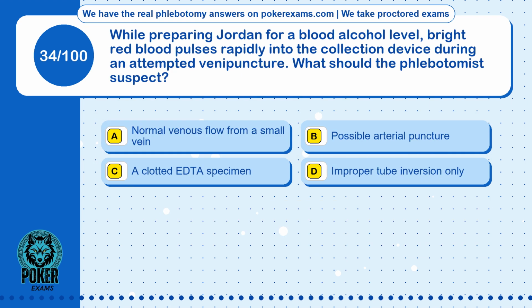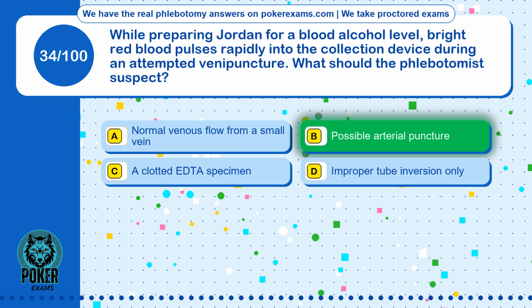Question 34. While preparing Jordan for a blood alcohol level, bright red blood pulses rapidly into the collection device during an attempted venipuncture. What should the phlebotomist suspect? Option A. Normal venous flow from a small vein. Option B. Possible arterial puncture. Option C. A clotted EDTA specimen. Option D. Improper tube inversion only.